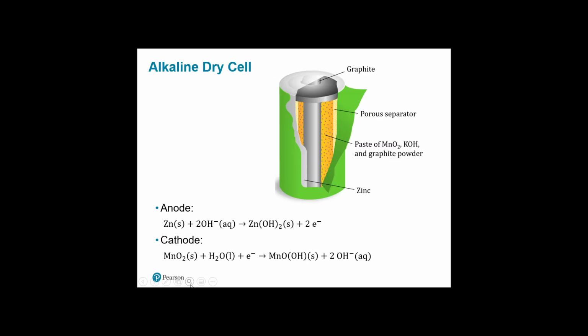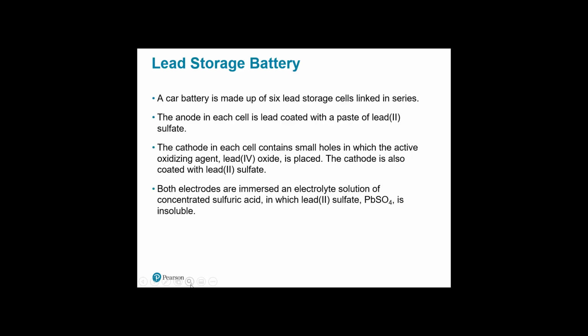And here's another picture. You can see the paste of the manganese 4 oxide, potassium hydroxide, and the graphite powder. Okay, then we get to the lead storage battery. I'll show a picture of this. It is a car battery that's made up of six lead storage cells linked in a series.